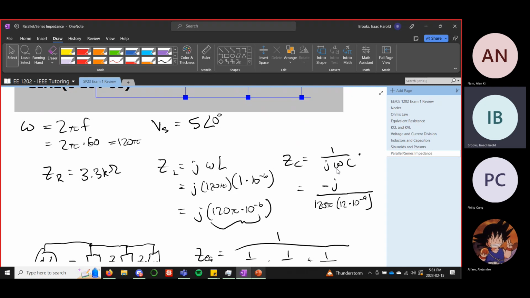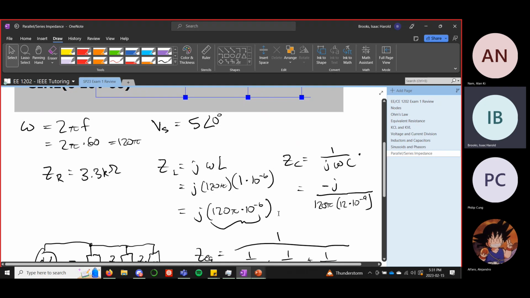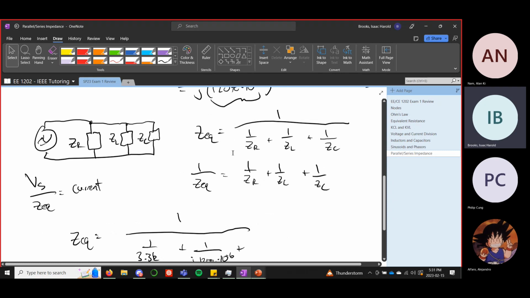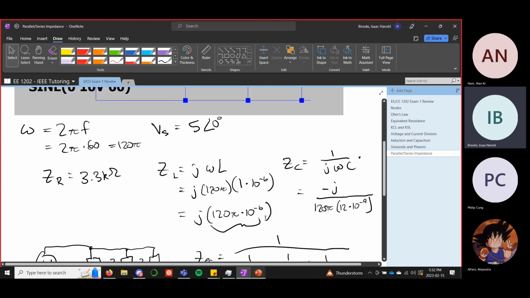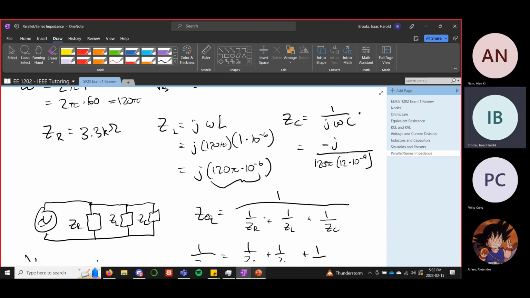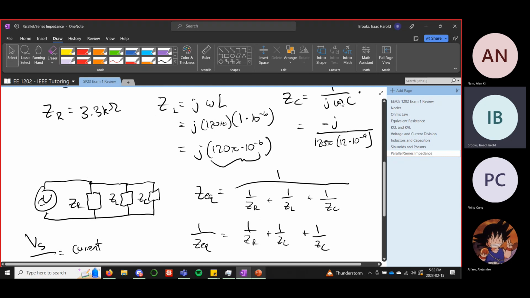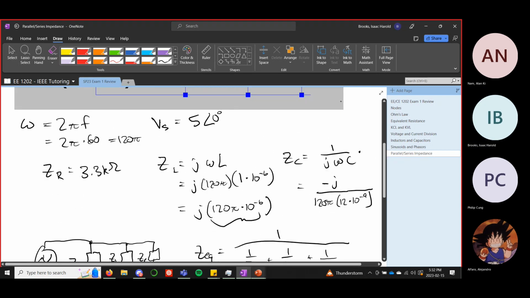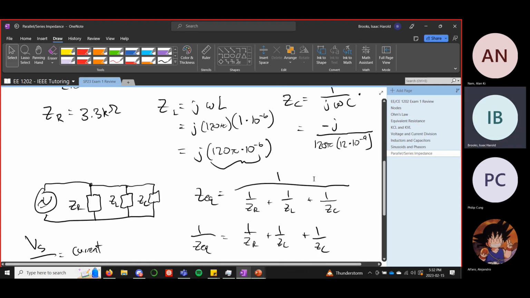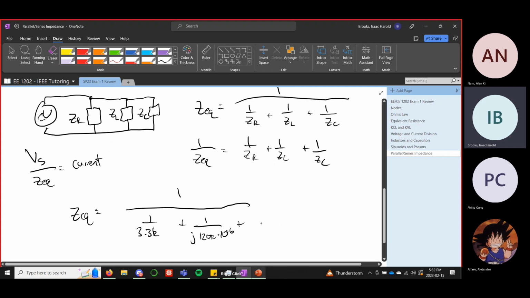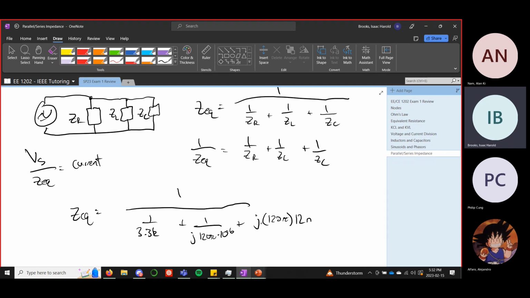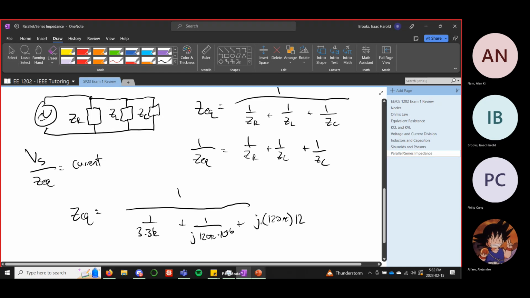In a question like this, where they're all in parallel, what I would recommend is to do this. Before, I didn't solve these all out because I didn't know what's convenient yet. So what I like to do is get the equivalent impedance formula. So I'm just writing it all out. 1 over ZC, and ZC already kind of looks like 1 over something. Then we can say that 1 over ZC equals j omega C, right? So down here, when we're writing 1 over ZC, we can just say j times 120 pi times our capacitor, which was 12 nano, or 12 times 10 to the negative 9.